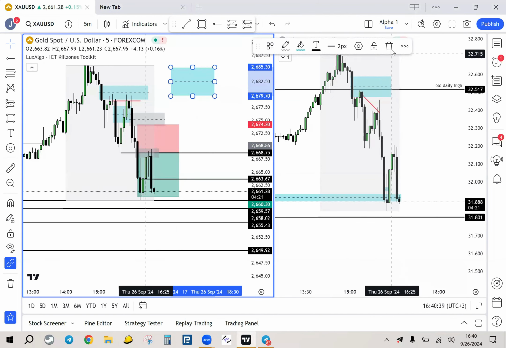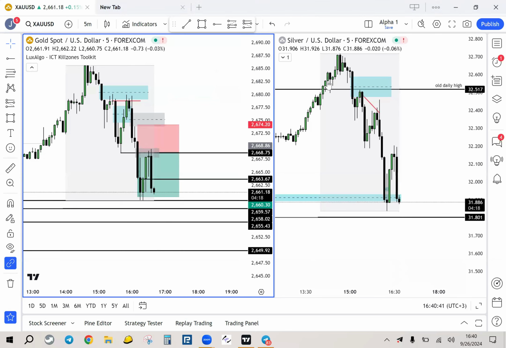Yes, you're welcome. Wow, someone literally asked me how to do something in TradingView.